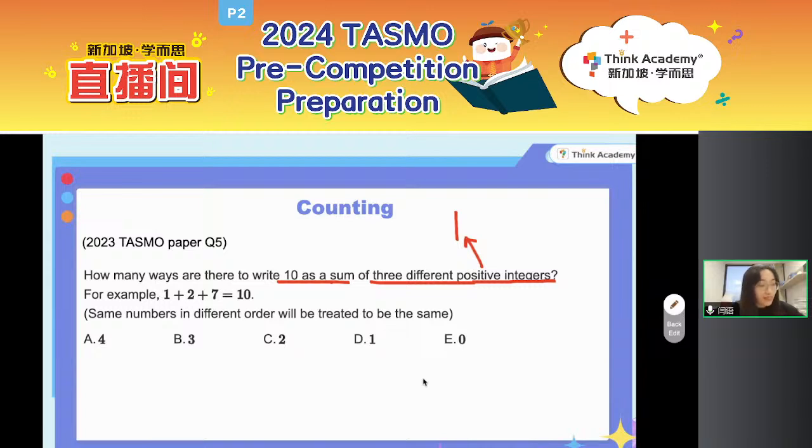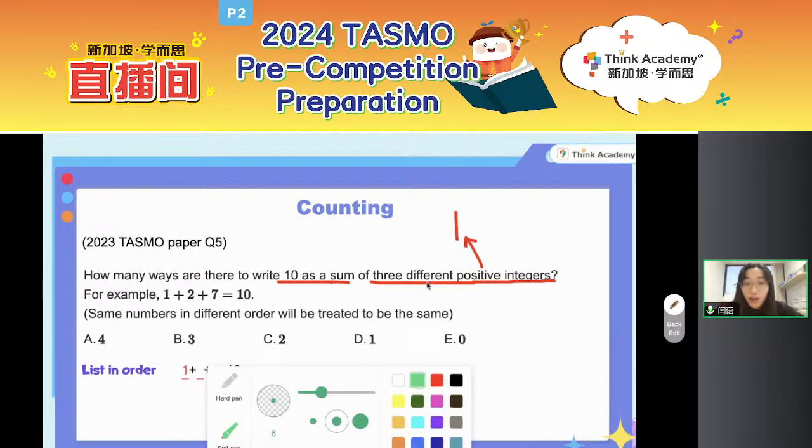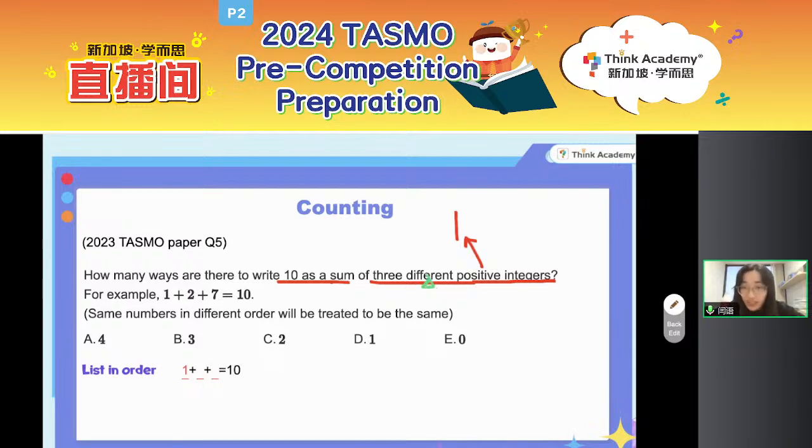So following this, let's try to split the number, and we always follow the order from the smallest one to the biggest one. So what is the smallest one? Let's list in order. The smallest possible number is 1. So think about it. Where should we start from? Is it 1 plus 1 plus 8? Am I correct? 1 plus 1 plus 8? No. Why? Good job. Because you need 3 different numbers, okay?